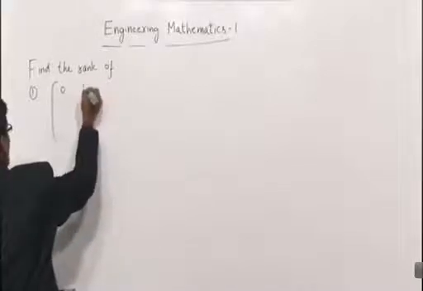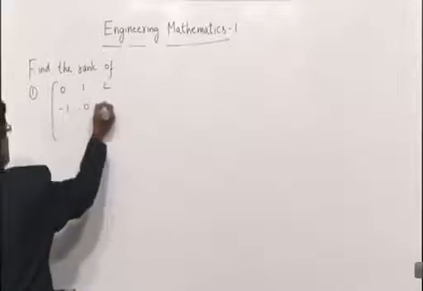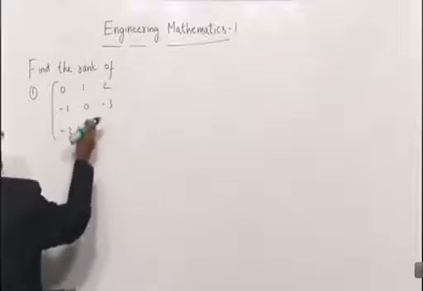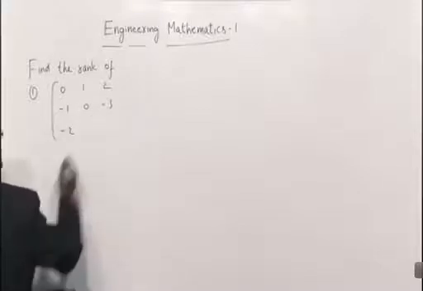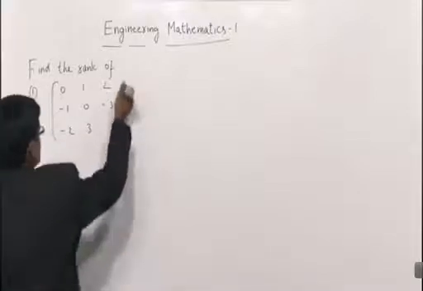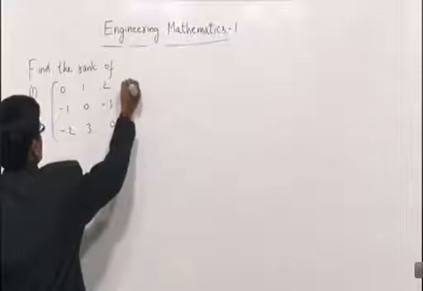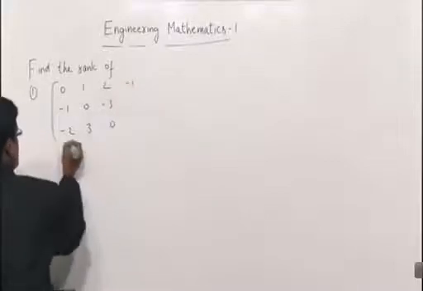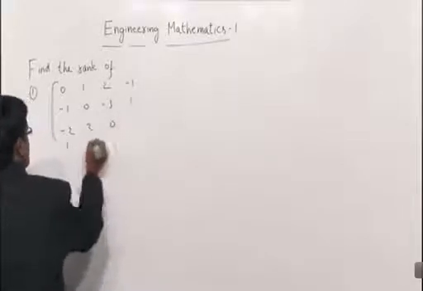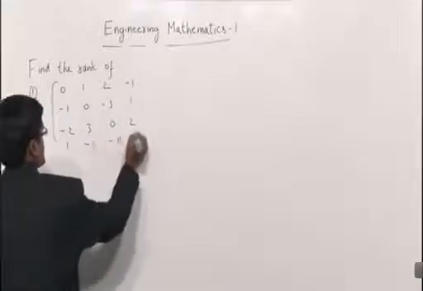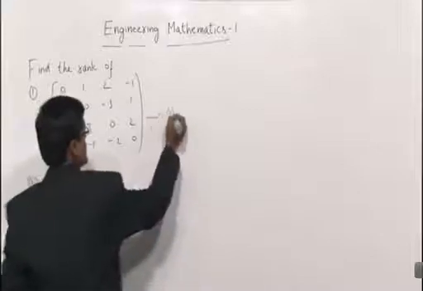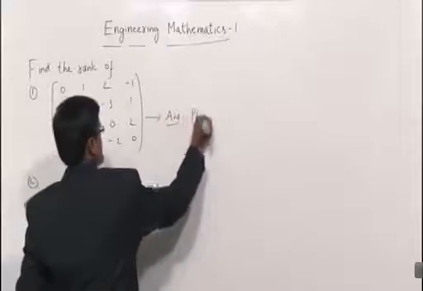Zero, 1, 2. Minus 1, 0, minus 3, minus 2, 3, 0. Okay, or this also you can do, minus 1 plus 1, 1 minus 1, 2 minus 2, 0. Just a 4 by 4 matrix. For this, the answer is: the rank of this matrix is equal to 4.